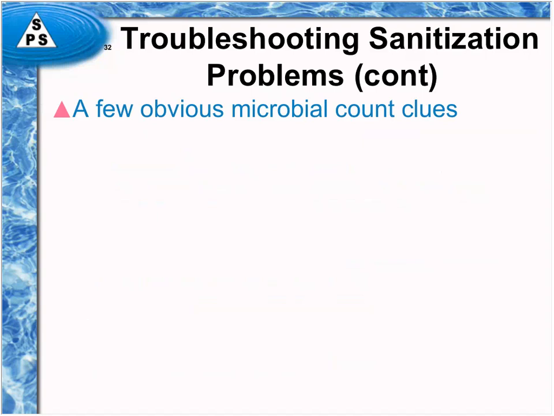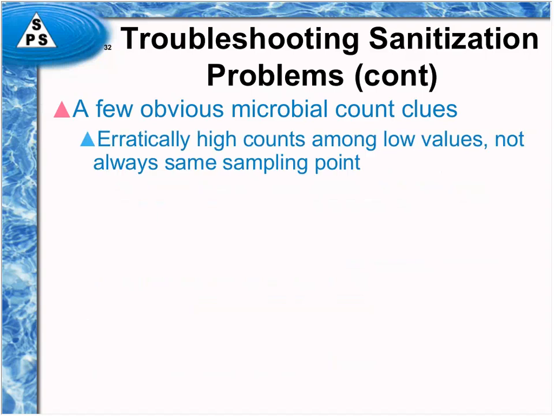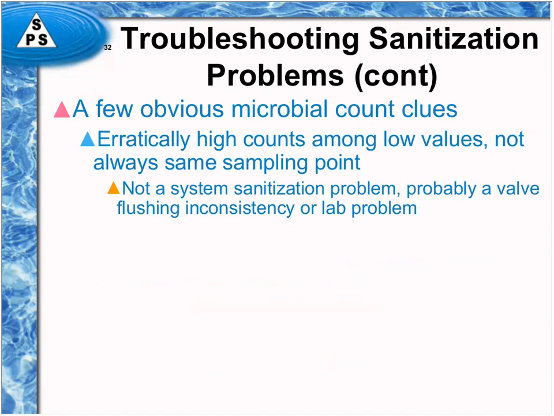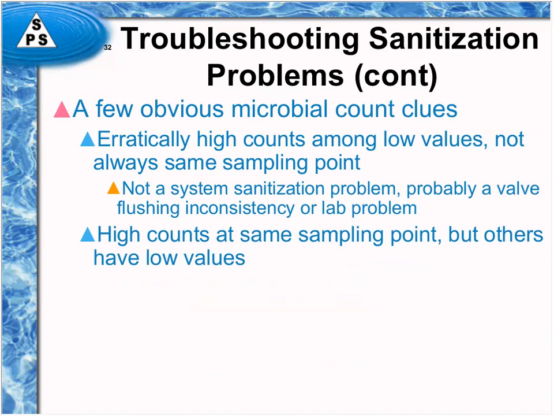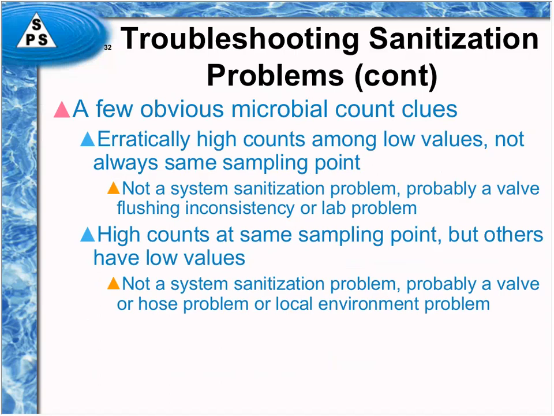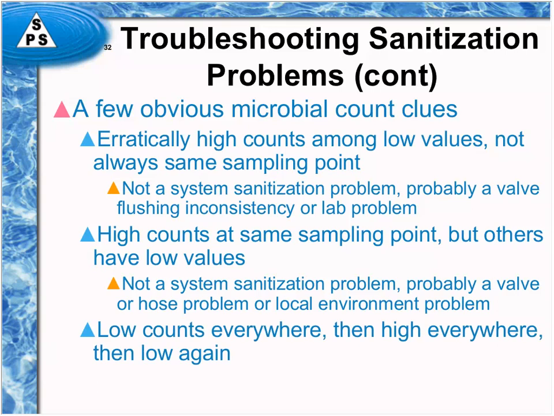There's a few obvious microbial count clues that you can have. If you have erratically high counts among low values in your water system, that's not always at the same sampling point, that's probably not a water system sanitization problem. It's probably a valve flushing inconsistency or a lab problem of some sort. If you have high counts at a sampling point but other points have low values, that's probably not a water system sanitization problem, but maybe an outlet problem or a hose problem at a given particular location, and sometimes a local environmental problem, because of the presence of dirty sinks or something.